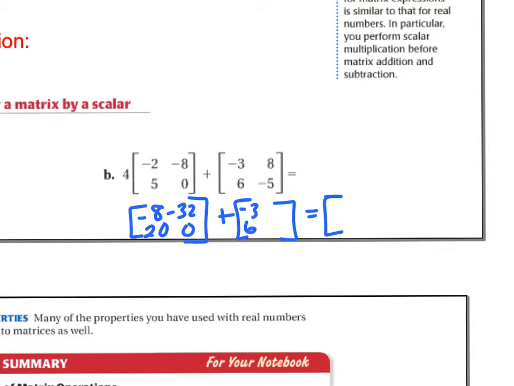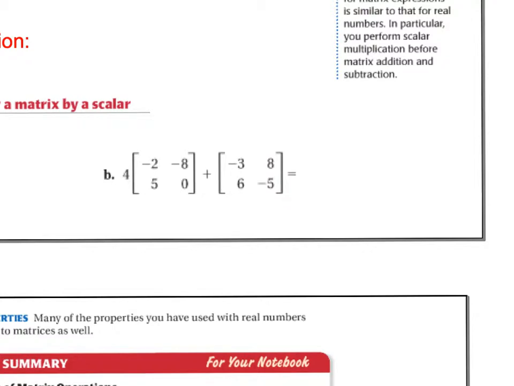I guess I'll just rewrite that down to be complete. And so you end up with negative 8 plus a negative 3, which is a negative 11. Negative 32 plus 8 is a negative 24. And then 20 plus 6 is 26, and 0 plus a negative 5 would be negative 5. So again, make sure you're multiplying before you do addition or subtraction.